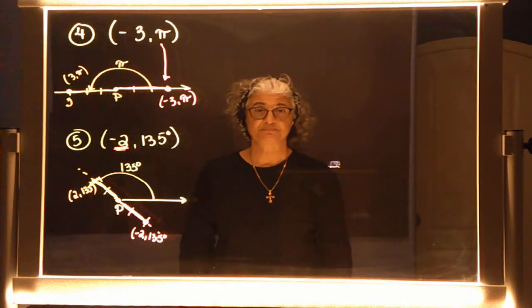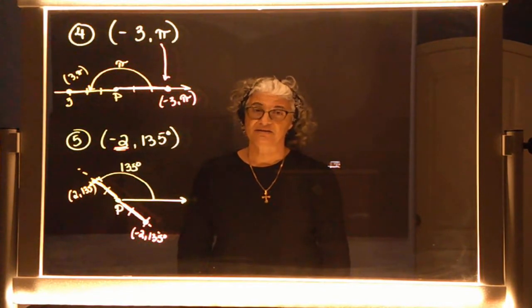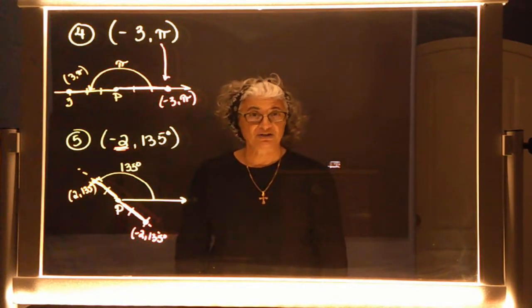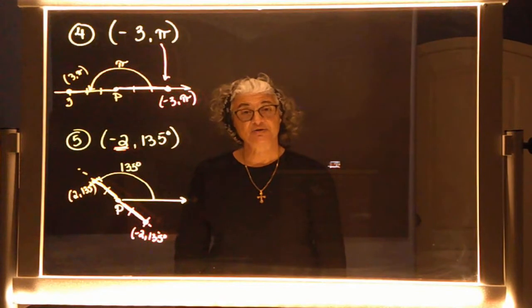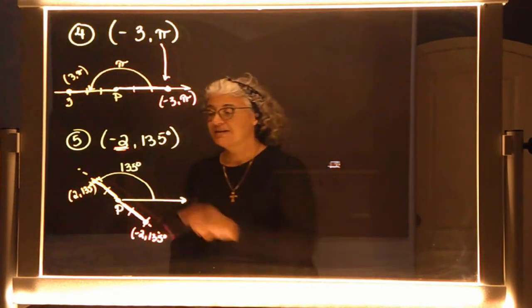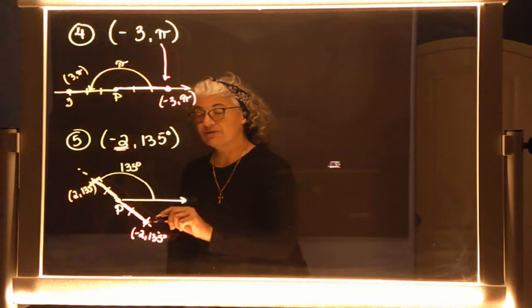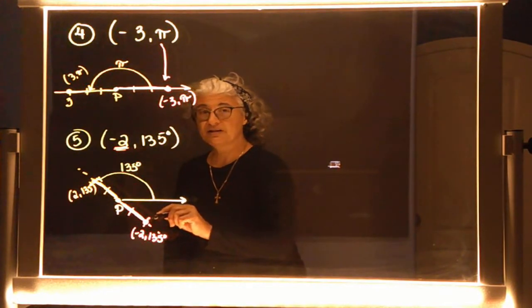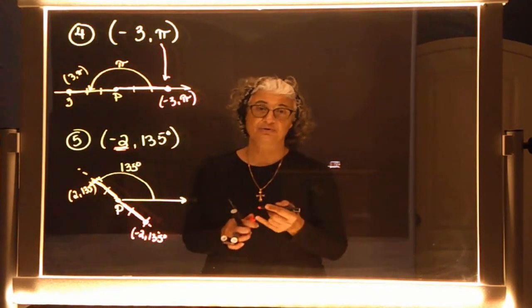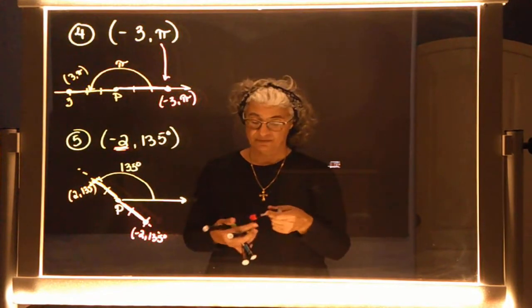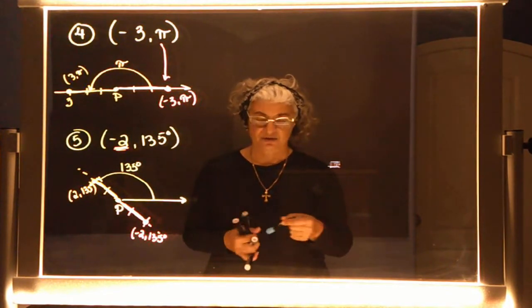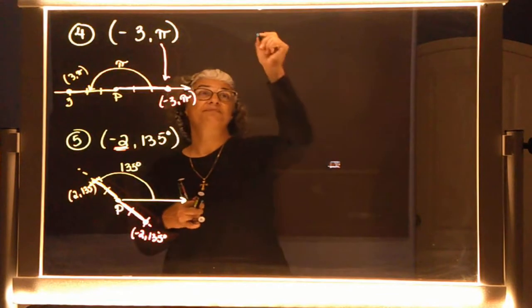Are you with me? Okay, again, graph the angle first and then do the positive distance. Once you have that, then you go 180 degrees away from that point, and that's where the negative distance would be located. Got it? Okay, let me get another one down.